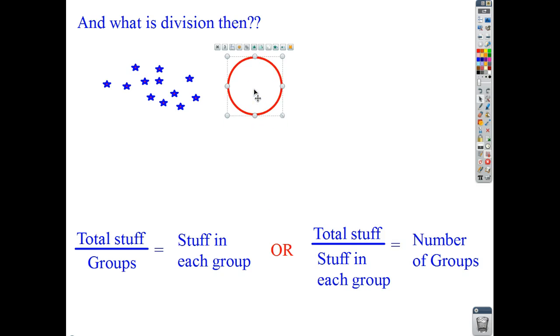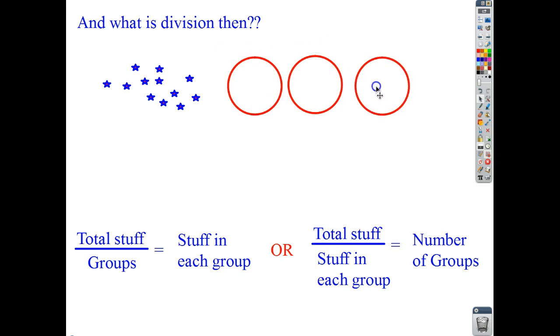Let's say I have this total amount of stuff, and let's count how many. 1, 2, 3, 4, 5, 6, 7, 8, 9, 10, 11, 12. So there's 12 things, and let's say we want to make it into 3 groups.